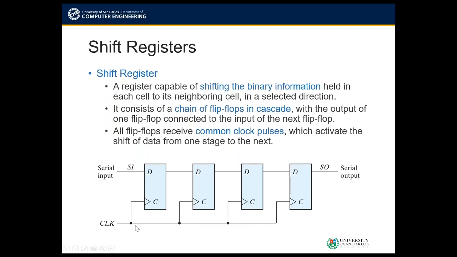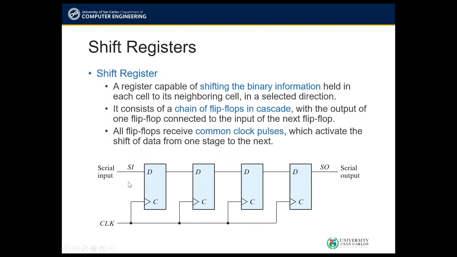This is one of the simplest configurations using cascaded D flip-flops. This is what we call a unidirectional shift register. There's only one direction of shifting, which is from left to right, and this is what we call a shift right register. Each clock pulse shifts the content of the register one bit position to the right, and this configuration does not support the direction of a left shift.